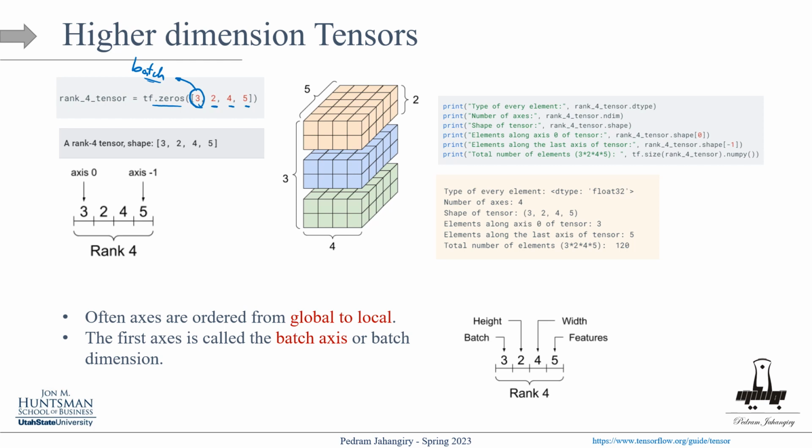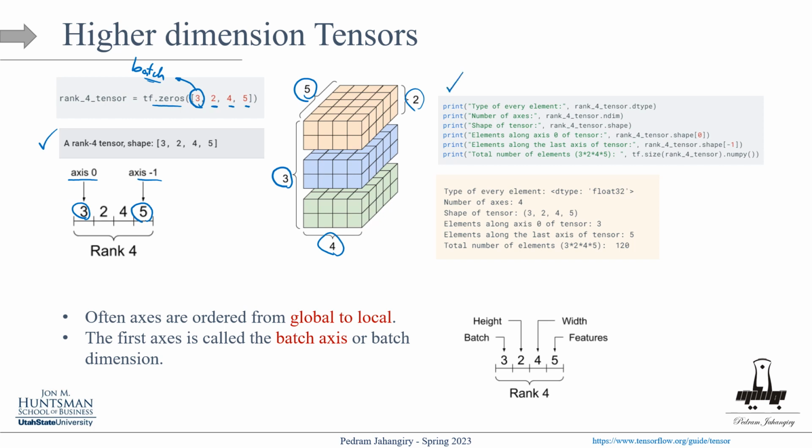Then the rest, 2, 4, 5, is basically our rank 3 tensor, right? So we can think of it as, look at that, I have 3 batches of data. And then for each of them, we have, let's say, 2 is height, and 4 is our width, and then 5 is, let's say, the number of features we have, right? So this is rank 4. This is axis number 0, axis 1, axis 2, and this is the last axis, or axis number 3.